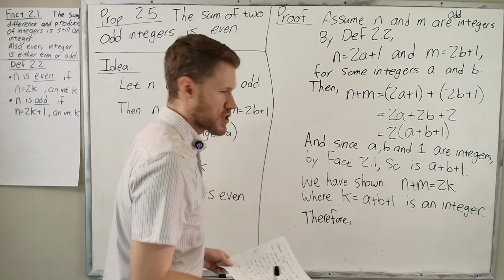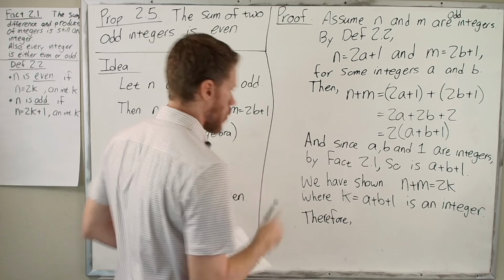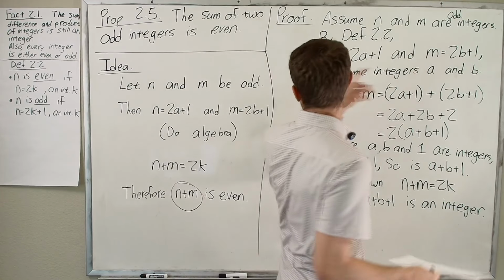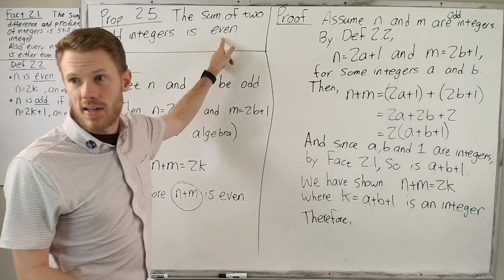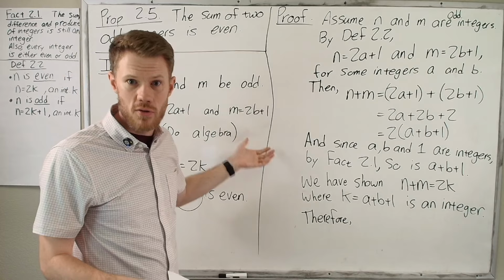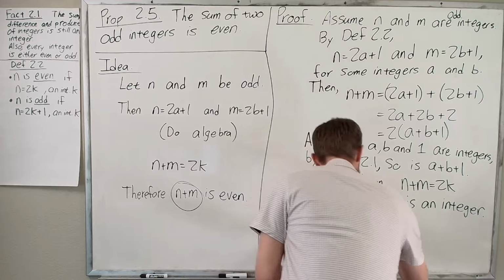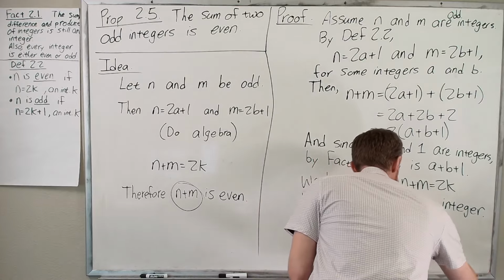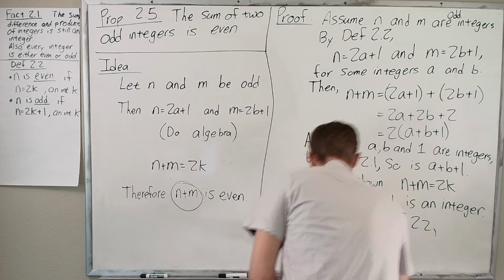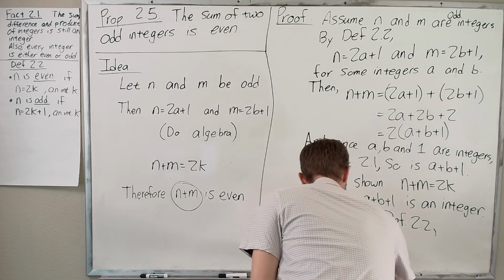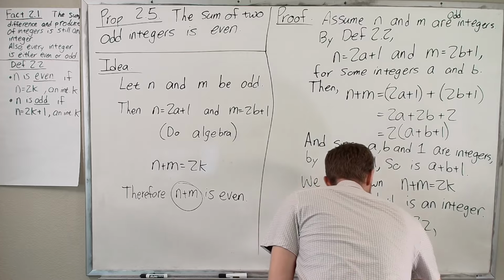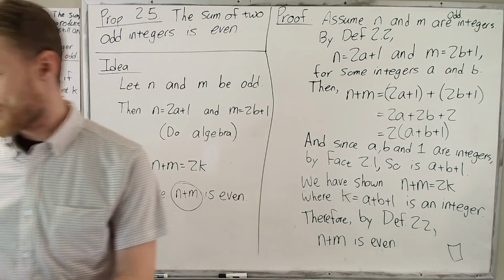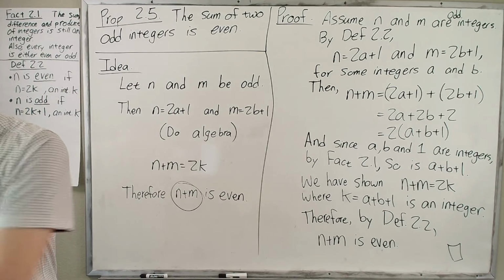Therefore, we just have to apply definition 2.2 one more time. We've proven that n plus m is 2k. We want to show it was even, and according to definition 2.2, those are equivalent. Therefore, by the definition of even, or you can just say by definition 2.2, either one's fine, n plus m is even. And the dopamine hit, end of proof box. There you go. Okay, so there you go.